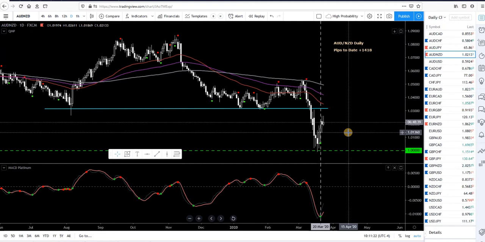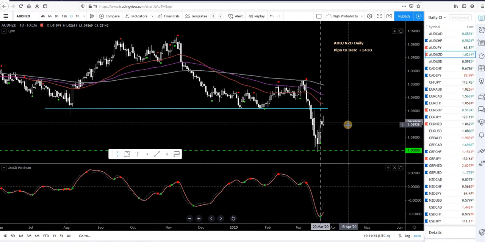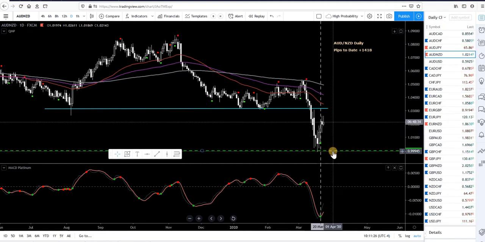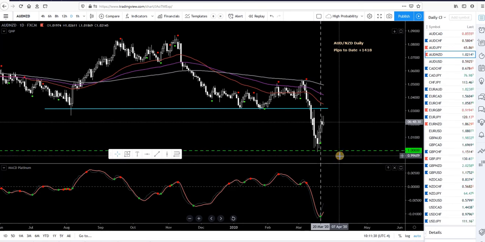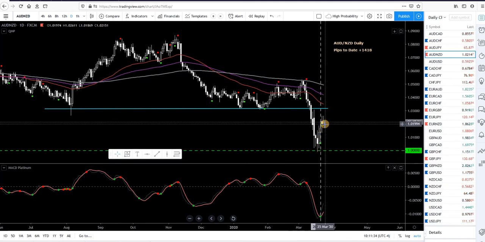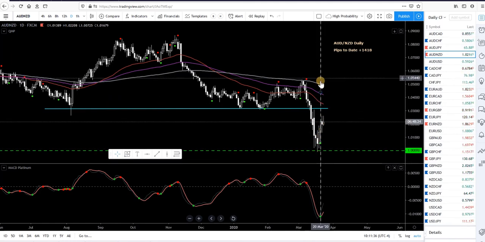When I actually got the signal, the reason this green dashed line here is parity, 1.000 between the Aussie and New Zealand, that's a big number. And look how it just touched it and bounced straight off it. And that would have been, even though the trend's down, this blue line, I draw lines in like this when I see a significant level for some reason.